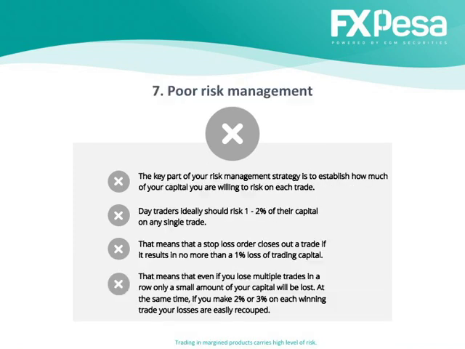The 7th mistake people make is poor risk management. The key part of your risk management strategy is to establish how much of your capital you're willing to risk on each trade. Day traders ideally should risk 1 to 2% of their capital on any single trade. That means that a stop loss order closes out a trade if it results in no more than 1% loss of trading capital. Even if you lose multiple trades in a row, only a small amount of your capital will be lost. At the same time, if you make 2% or 3% on each winning trade, your losses are easily recouped.